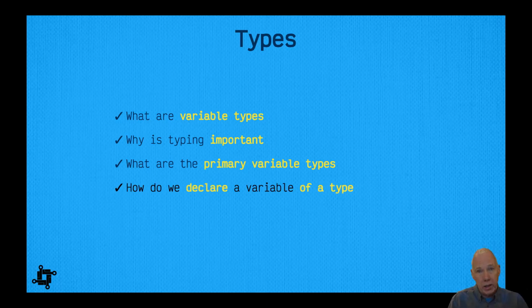How do we declare them? And so declaring a variable or a constant of a particular type. And then finally, a concept called type inference and what type inference is.